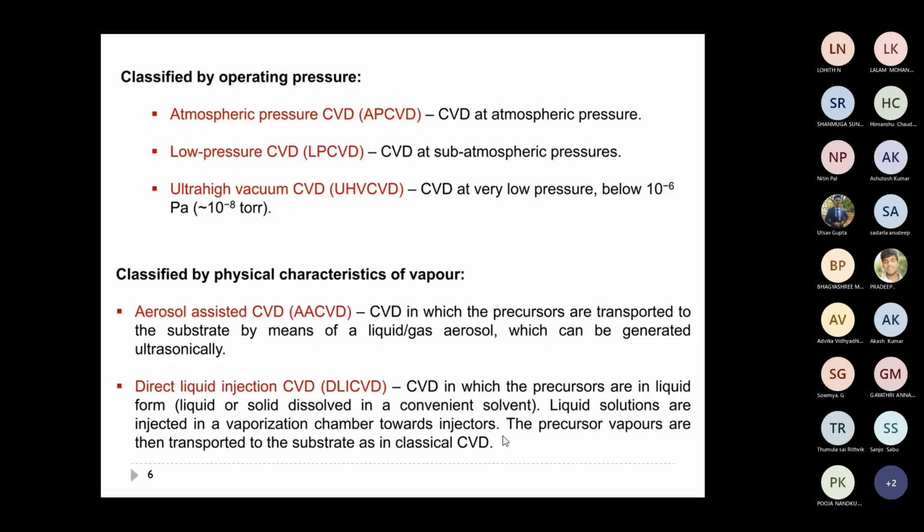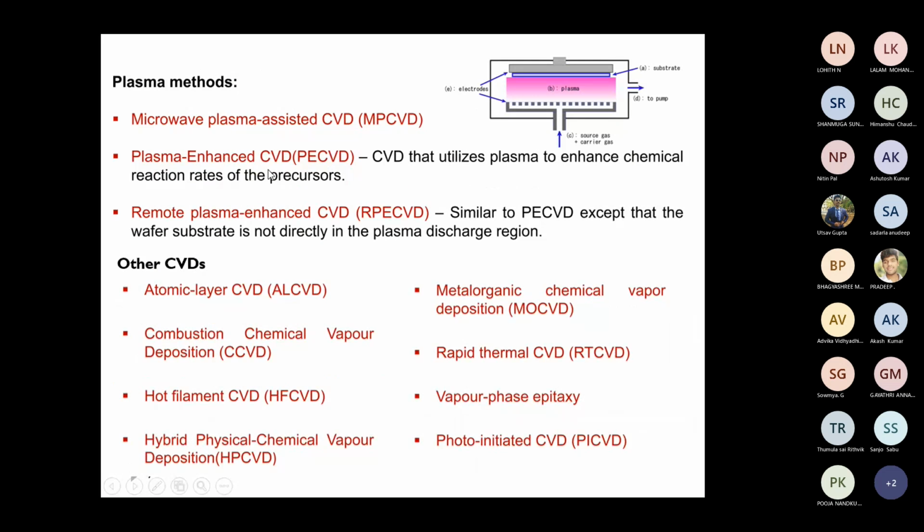And some gaseous, toxic gas, I mean precursor gas, will be in liquid form, but if you purge it, then it will be vaporized immediately. Then the plasma method. Plasma is the latest technology, so nowadays it has become very popular. Microwave plasma assisted CVD and plasma enhanced CVD are the most popular techniques.